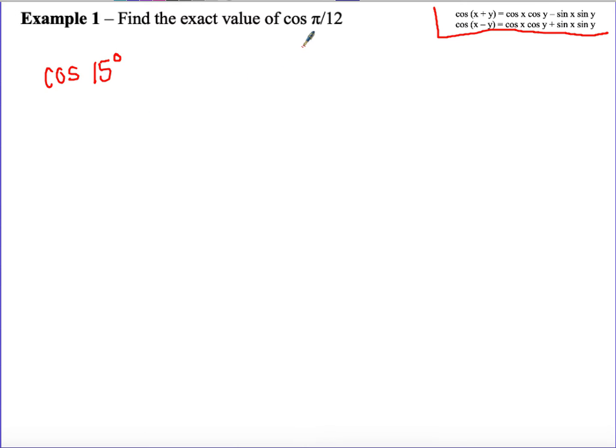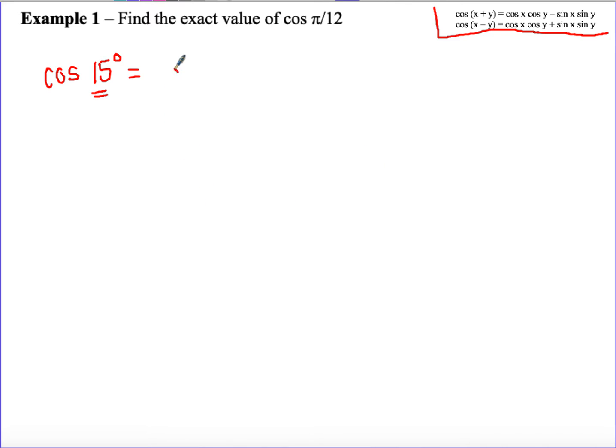So pi over 12, 180 over 12, it's going to give me a 15-degree angle. Now, 15 degrees doesn't come from one of our special triangles, so what we're going to do instead is think, can I rewrite 15 degrees as a sum or difference of one of our angles from those special triangles, a 30, 60, 90, a 45 or a 90, or anything with a nice reference angle. So 120, 150, 225, anything at all that has a nice reference angle from one of our special triangles.